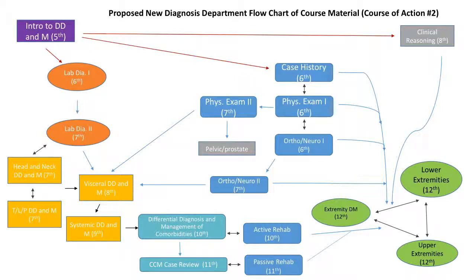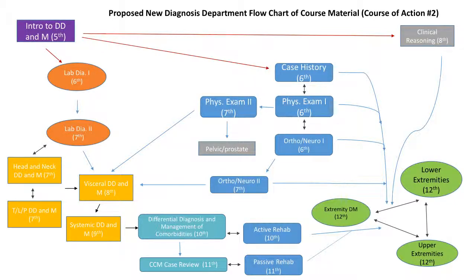The other thing is when I reviewed the syllabi for CCM Case Review 1 and Case Review 2, they essentially sounded like the same course. One covered visceral, one covered head and neck. What the description sounded like was taking multiple conditions from the previous courses and taking into account a patient that may have a couple of comorbidities, and how do you differentiate those and diagnose those and manage those.